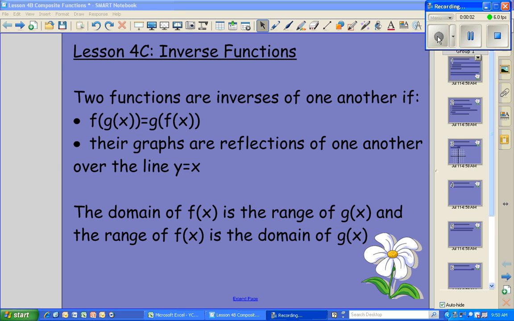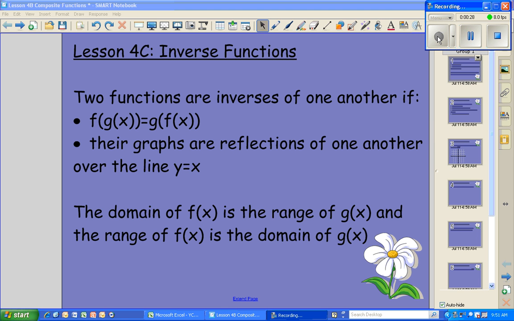All right, lesson 4C is dealing with inverse functions. You need to remember that two functions are inverses of one another if their composites equal each other. So if f of x is the inverse of g of x, then f of g of x is the same thing as g of f of x.